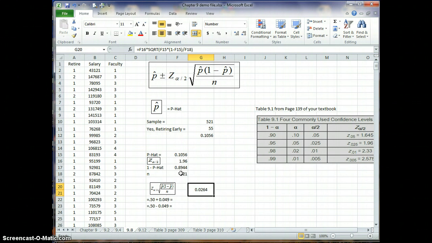And now what I want to do is calculate the upper control limit, which would be equal to 0.1056 plus 0.0264. Again I'll do this calculation here, equal to p hat plus right here, and that is going to give us the upper confidence level.